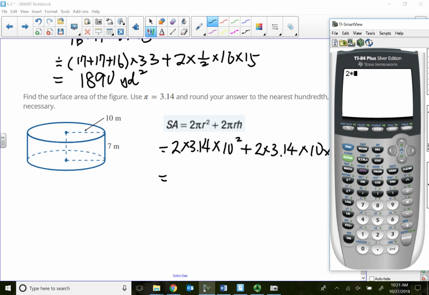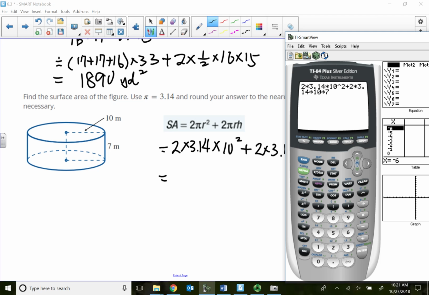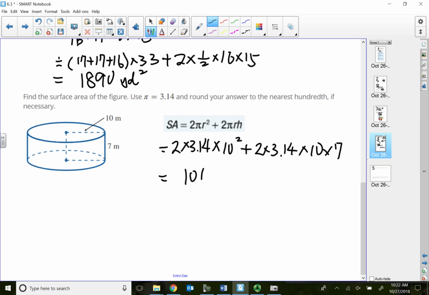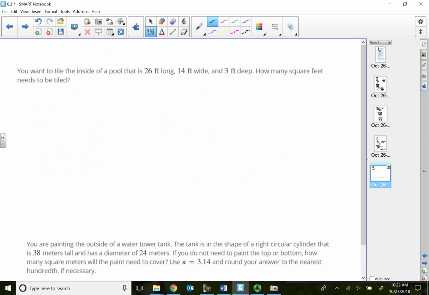2 times 3.14 times 10 squared plus 2 times 3.14 times 10 times the height, which is 7, right? All right, 1067.6. All right, cubic meters. I'm going to try a couple word problems here.